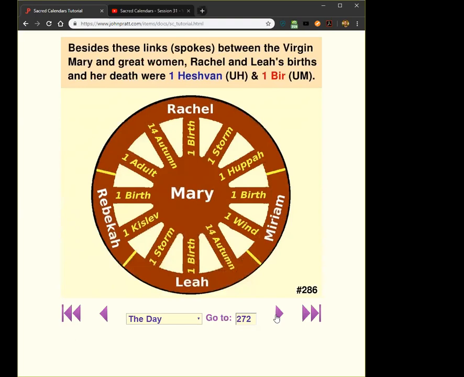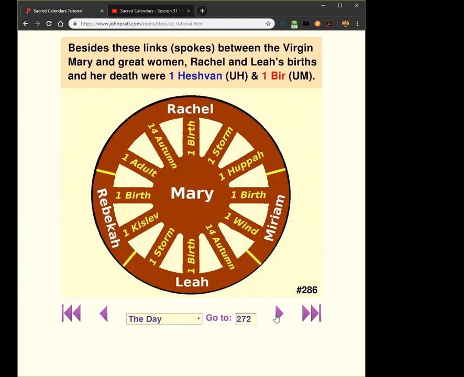Virgin Mary and Leah and Rachel's birth and her death are tied to one Heshvan on the uniform Hebrew, and then one birth on the uniform Mercury. We didn't have that. These aren't down as uniform Mercury. So again, it's just showing lots and lots of links. And believe me, you can't fake these links.